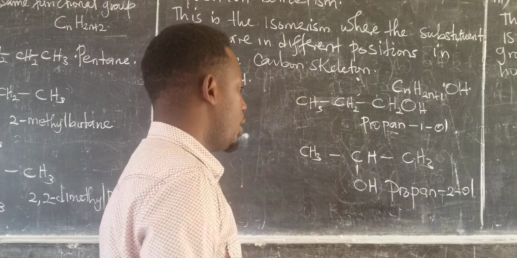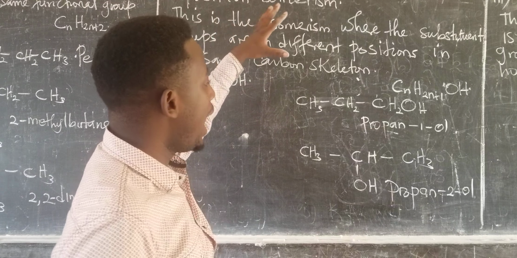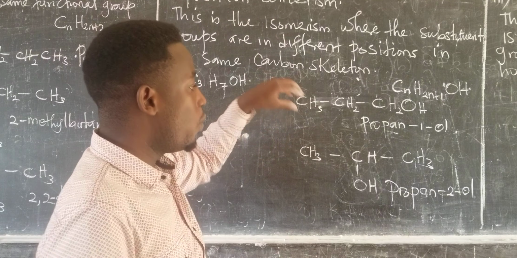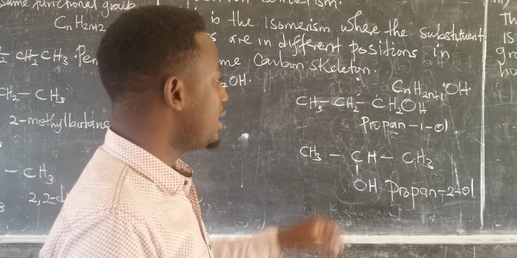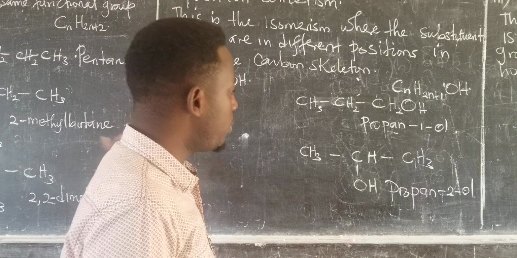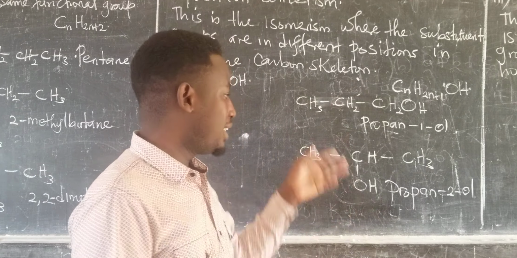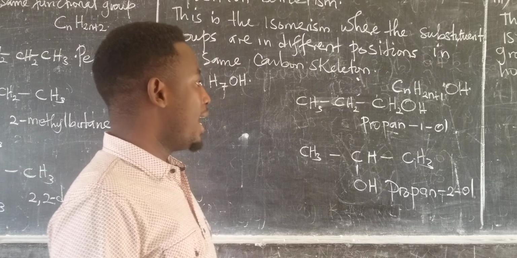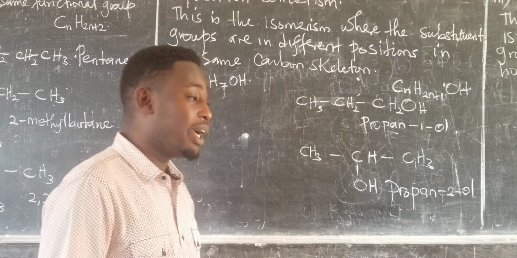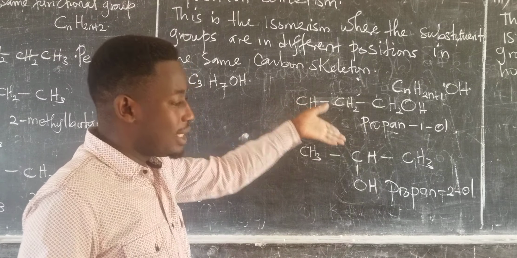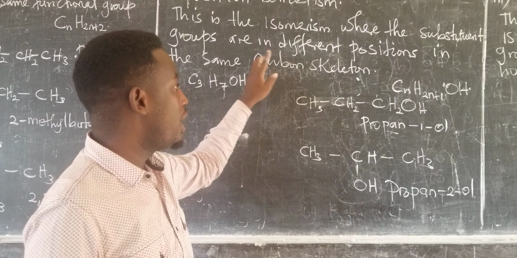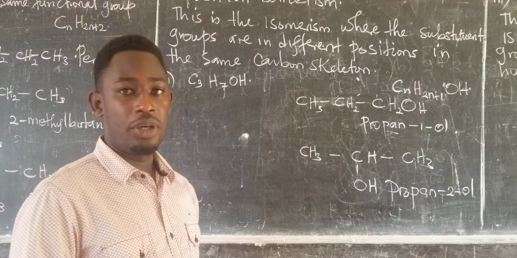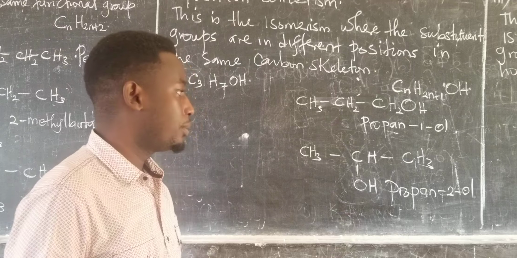Propan-2-ol. So, position isomerism in this case, what matters most is the position of the functional group on the carbon chain. But the functional group is the same. That means even the chemical properties might be slightly the same because of the similar functional groups.